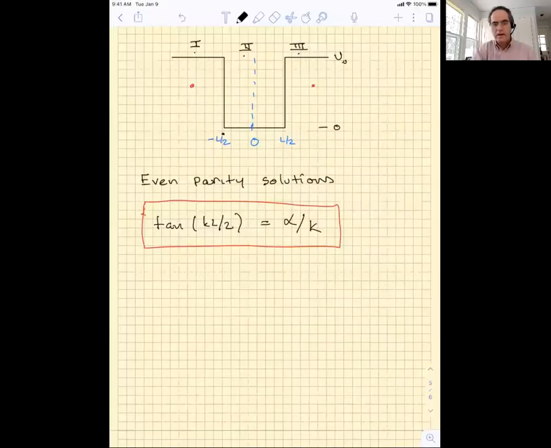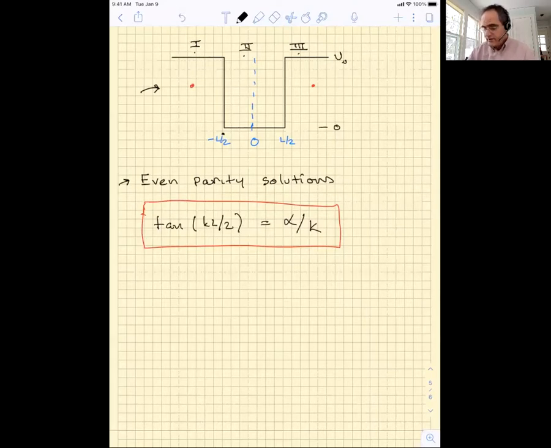All right, now we're ready to finish up this problem and show that we can find the energy of the quantized states. All right, this is what we've shown so far. For this problem, the finite well, we found that if we search for even parity solutions, we can find them.